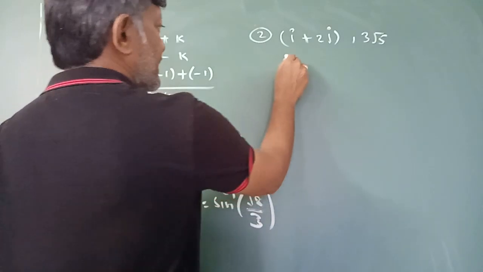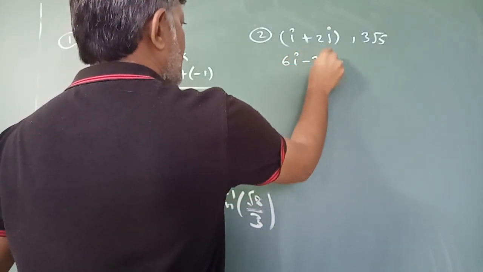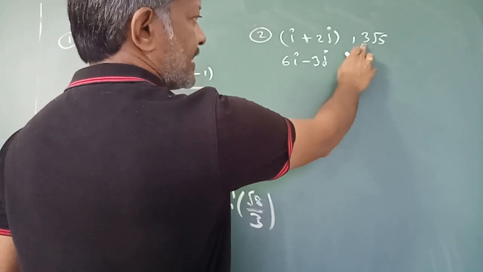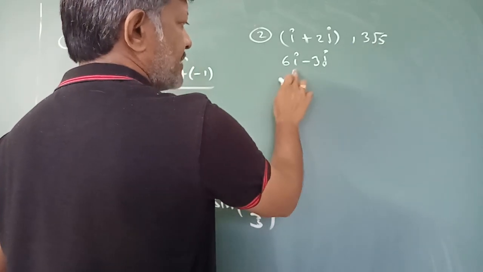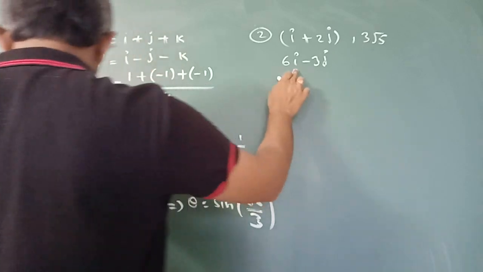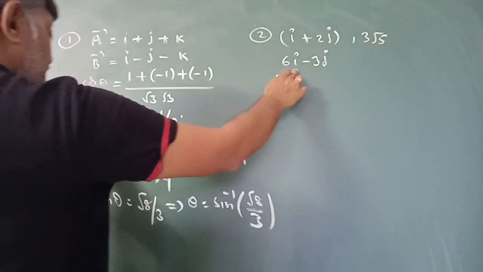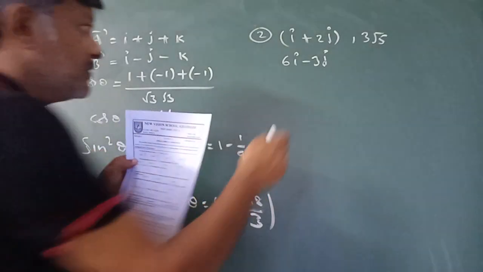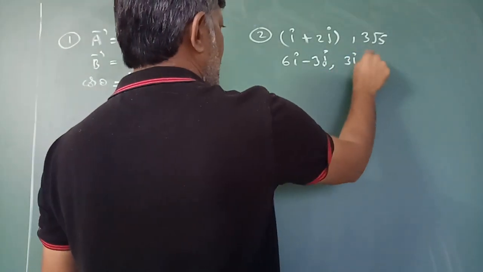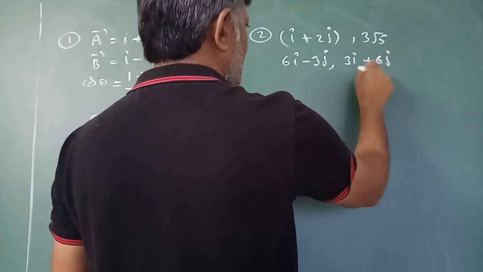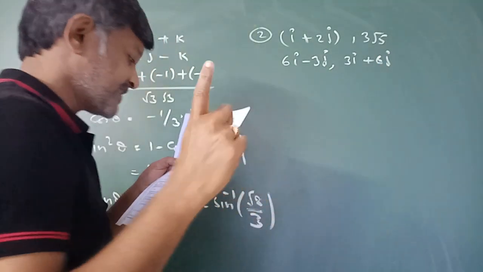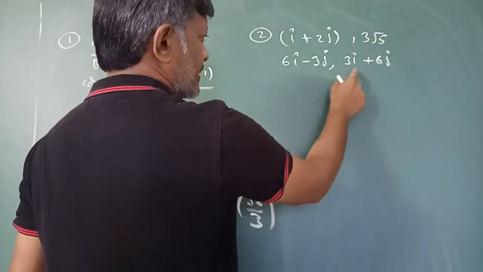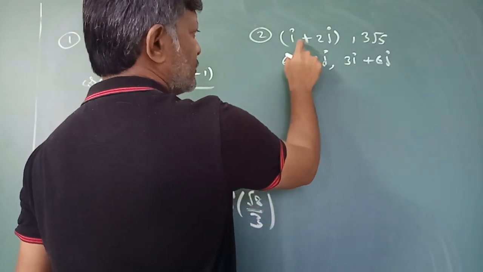6i - 3j. 36 plus 9, 45. 9 5s, root 45. The magnitude of this is also root 45. The first vector is also having root 45. For 3i + 6j also it is root 45. So out of these two, one is correct. Now check which one is correct.